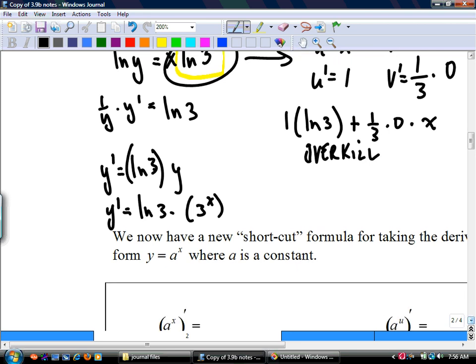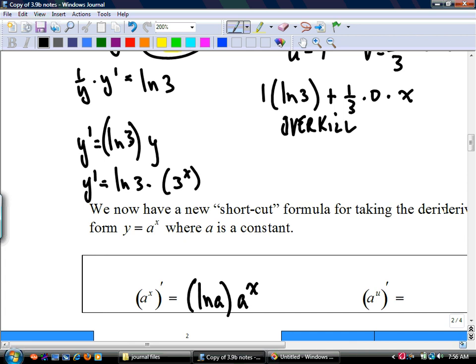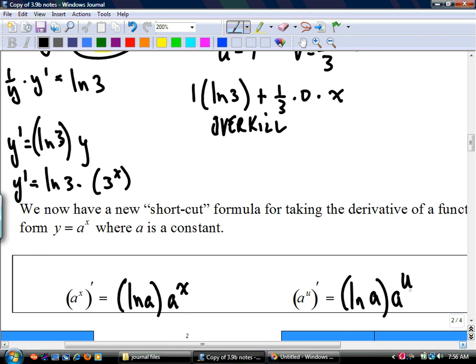What is the derivative of a to the x? ln a times a to the u. ln a times a to the u times u prime, because u is a function. Chain rule. That's the chain rule version of the derivative.